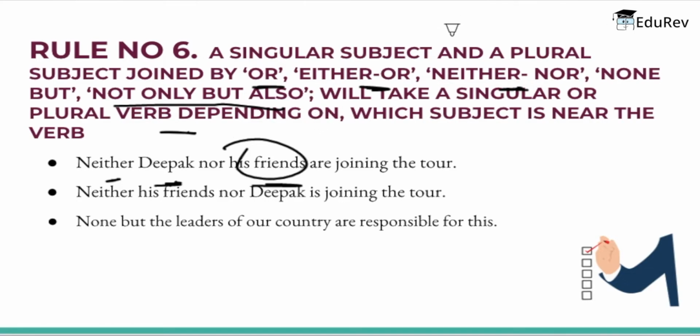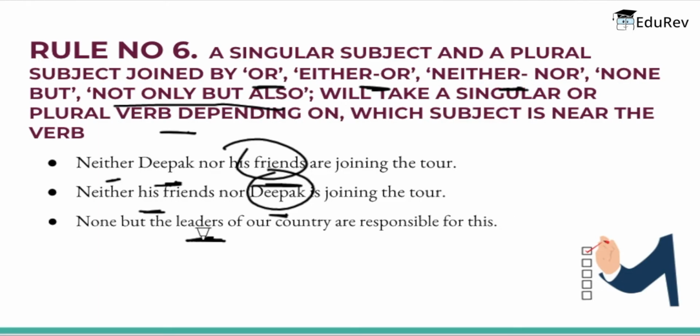His friends is a plural subject. So therefore the verb has to be what? Plural. Similarly, in the next sentence, neither his friends nor Deepak is joining the tour. So now Deepak is what? Singular. Similarly, if he is singular, then the verb that we need to use has to be what? Singular. And lastly, none but the leaders of our country are responsible for this.